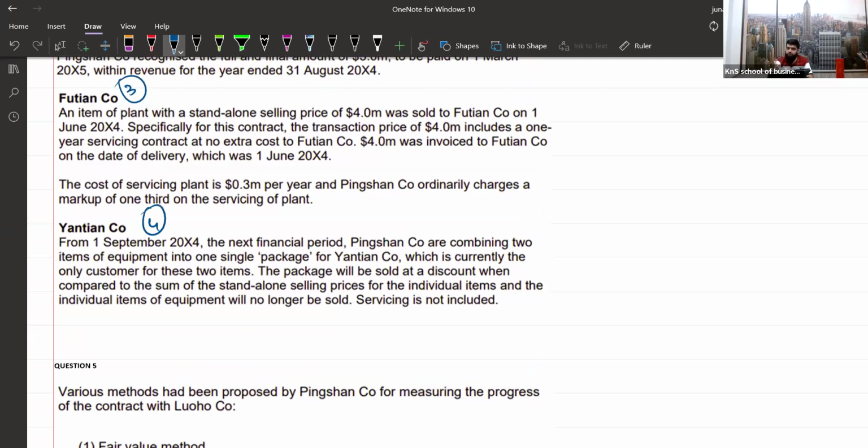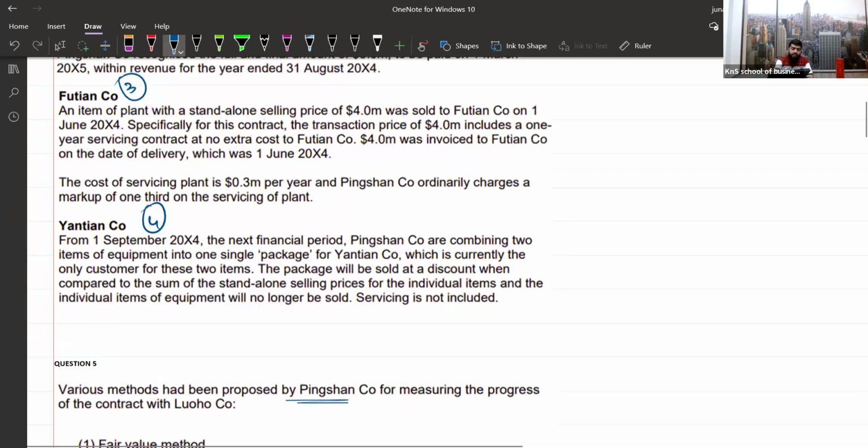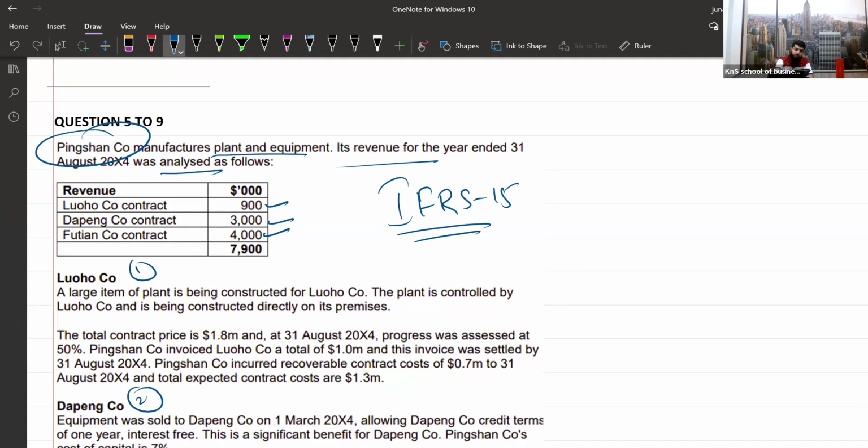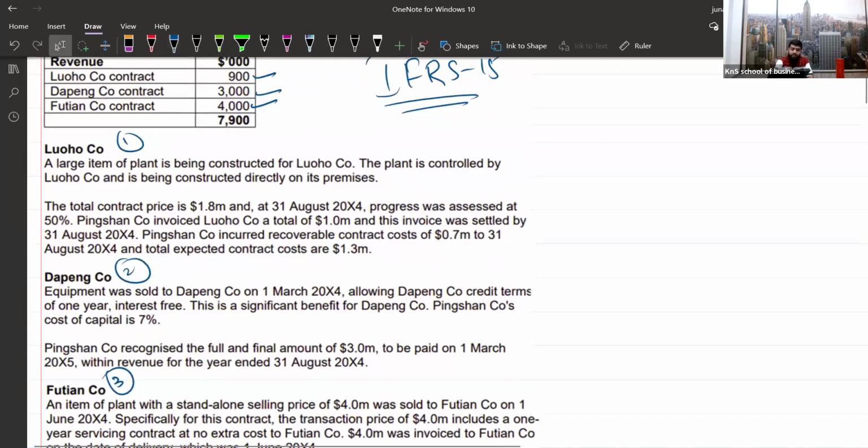Now let's read out the requirement of the specific question of the specific cases, and then we'll see which contract is being targeted. So we'll read the data of that particular contract. Various methods have been proposed by Pingshan Company, that is the name of our company, for measuring the progress of the contract with Loho Company. Okay, so it means we are talking about the Loho Company. So let's read out the data for the Loho Company. That is the contract 1.